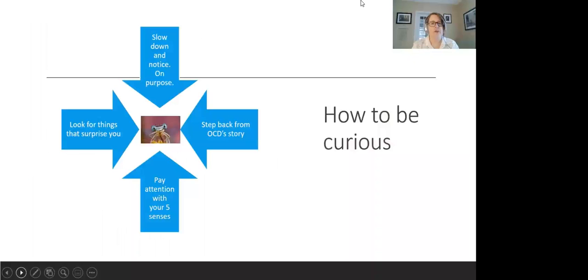Okay. So how do we be curious? And these are some things that we might say to clients, right? About how to cultivate that curiosity, slowing down. Bring your awareness. We can do it right now, right? Slow down and just simply notice, what's showing up for you? What do you feel like right now? Step back from whatever story OCD is telling you and pay attention to right now with your 5 senses. And by the way, when you do that, look for something that will surprise you.